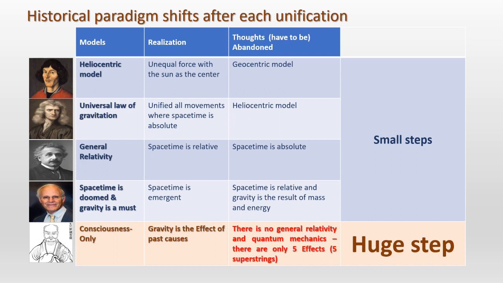String theorists are still working within the boundary mindset of general relativity and quantum mechanics. But the fact is that there is no more general relativity and quantum mechanics, where there are only 5 effects or 5 superstrings. This leap is huge to a consciousness science, whereas the previous steps are relatively small.